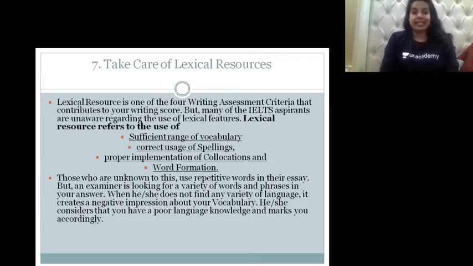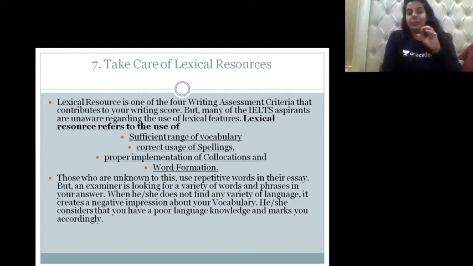And then take care of lexical resources. Lexical resources means you're using a sufficient range of vocabulary. I have just told you how you can improve your vocabulary. What is the correct usage of spellings? Imagine you're writing a very nicely built essay. It has a proper structure, proper beginning, middle, end. You are catering to all aspects, but there are spelling errors. Oh my god, that's a big, big crime. So practice, give yourself dictations, listen to the words, write these spellings, and then check.